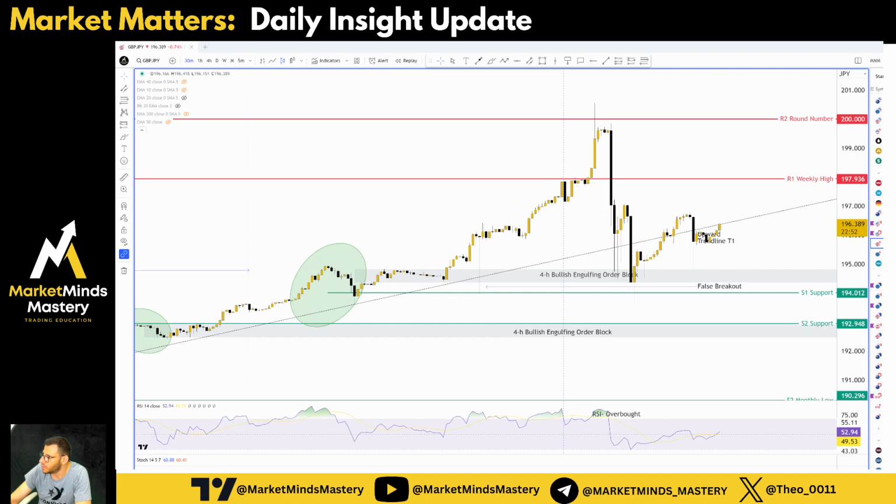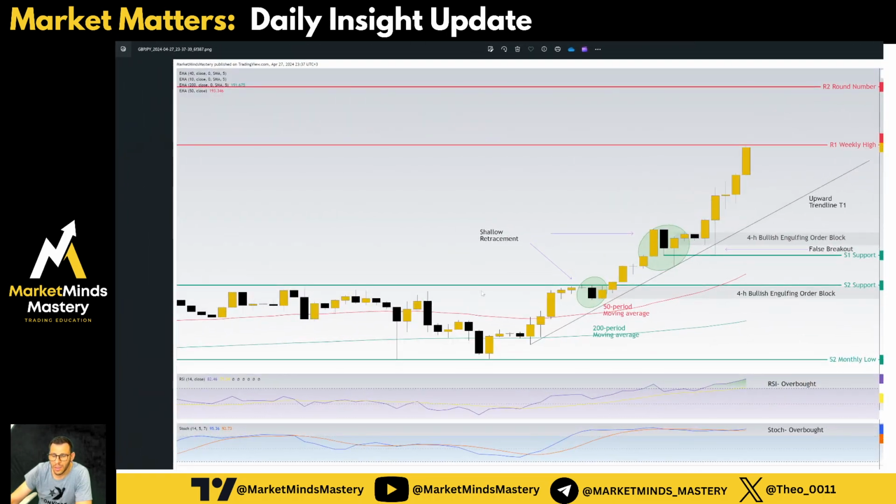So let me bring it. It's this one here. So at the beginning of the week, we send out our analysis, and we pointed out that this 4-hour bullish engulfing order block has significance because it's just above the S1 support around 194.